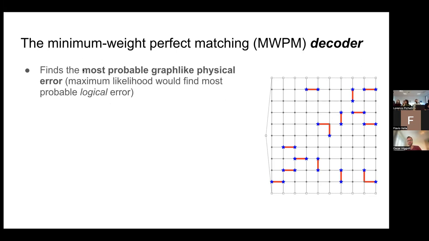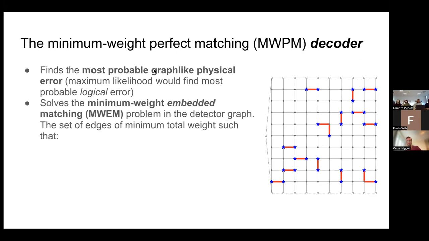But minimal weight perfect matching is a heuristic, which instead seeks just to find the most probable physical error, and moreover makes the approximation that it is graph-like. And so after all this approximation and mapping to a graph, solving this decoder solves what we refer to as a minimum weight embedded matching problem in this detector graph. In particular, it finds the set of edges.